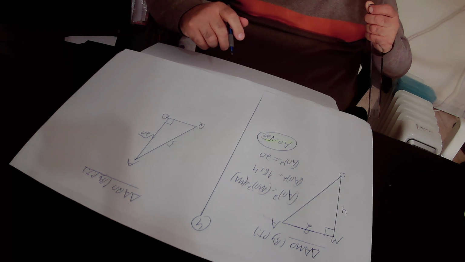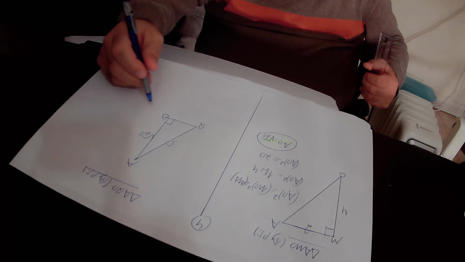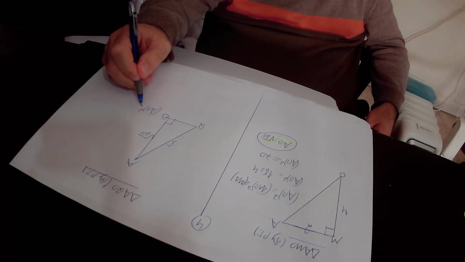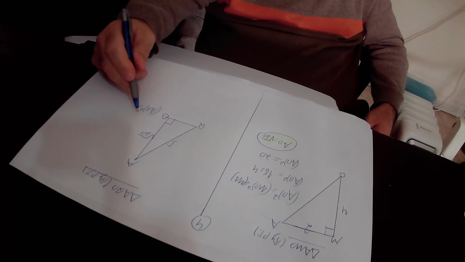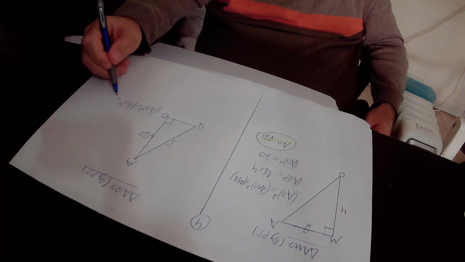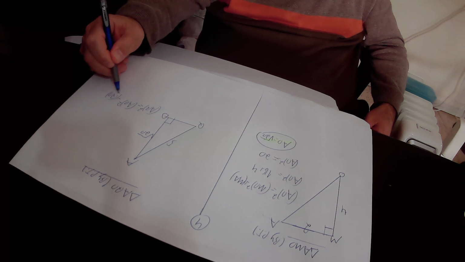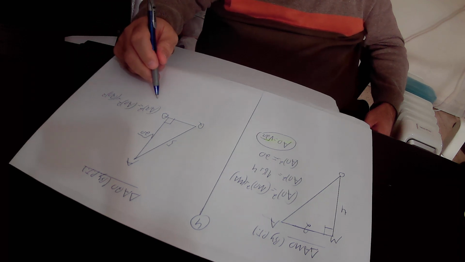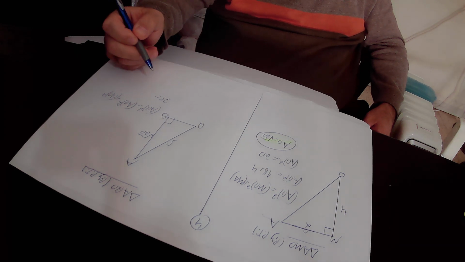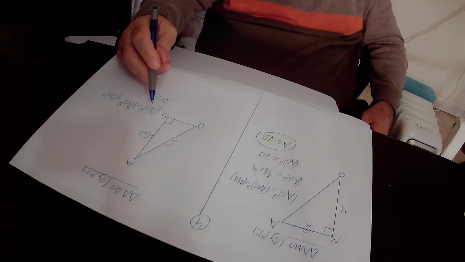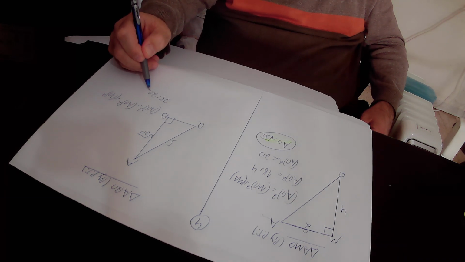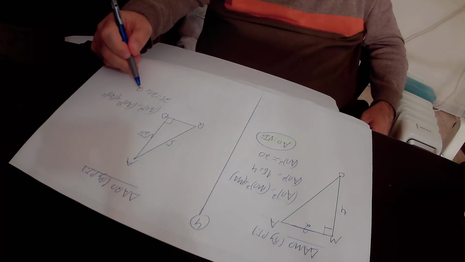According to the Pythagoras theorem, the square of the hypotenuse, AQ squared, must be equal to the sum of the squares of the perpendicular sides, that is AO squared plus QO square. AQ is 5, therefore AQ square is 5 squared, that is 25. That is equal to AO square. AO is the square root of 20, therefore AO square is 20, plus QO square.